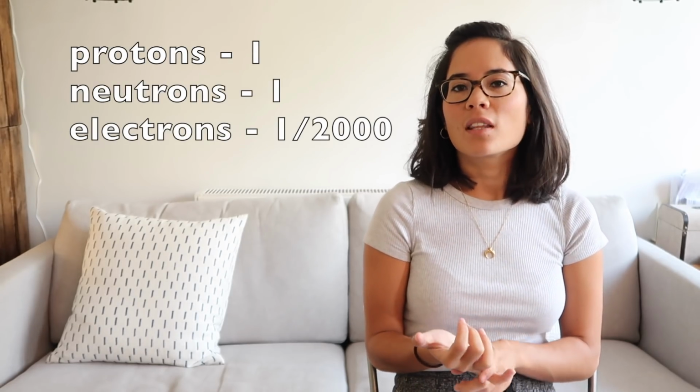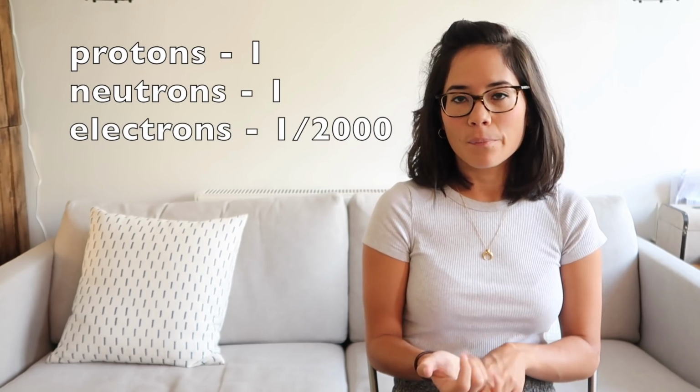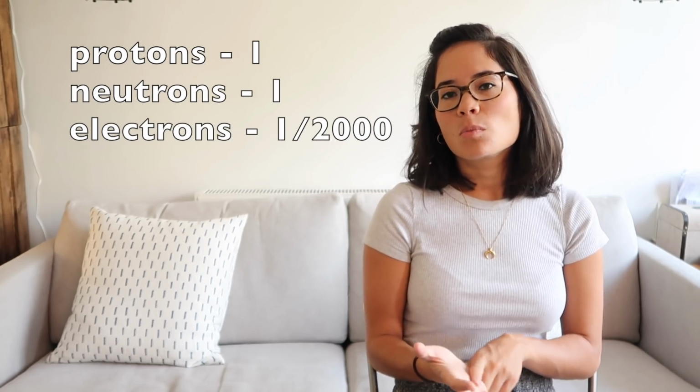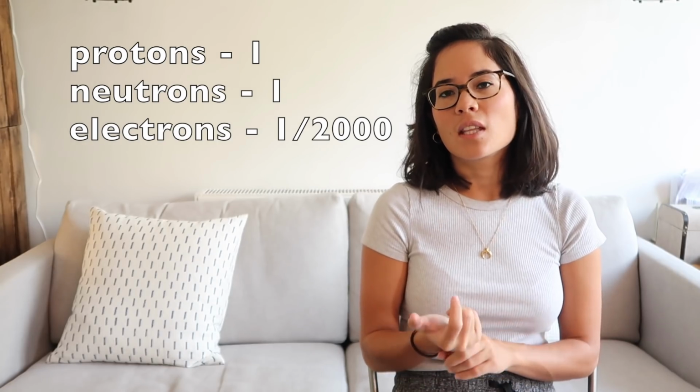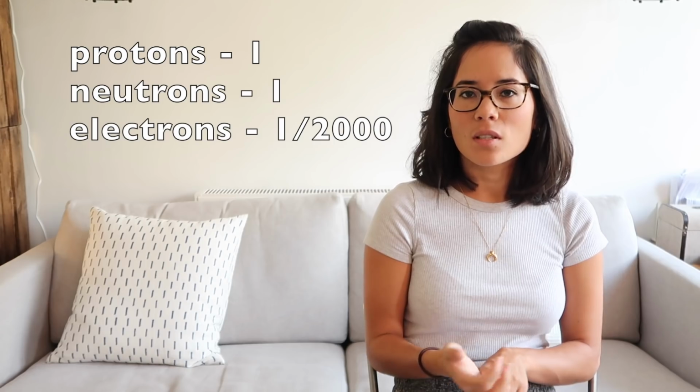So let's compare the masses and charges of protons, neutrons and electrons. So protons and neutrons both have a mass of 1. So they're much heavier than electrons, and that's why we say most of the mass is found in the nucleus of an atom. An electron has a much smaller mass, and different examples will say different things, but I tend to say that it has a mass of 1 divided by 2000, so a very small number indeed.